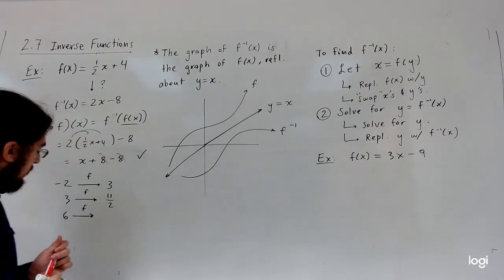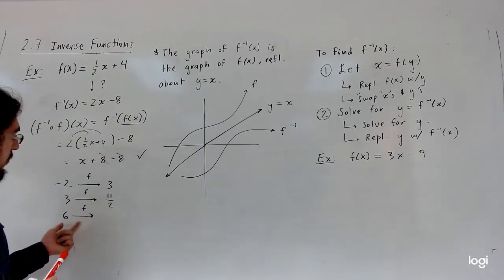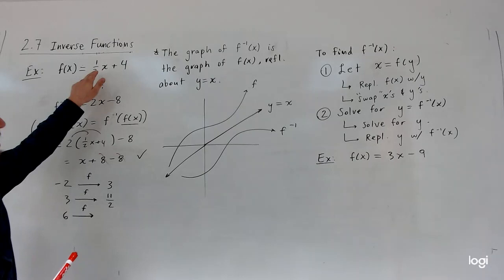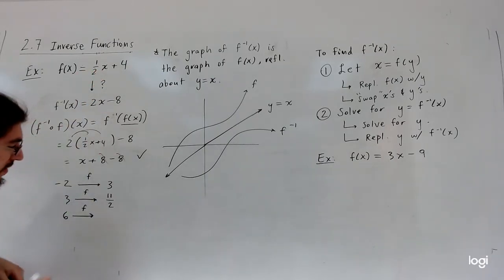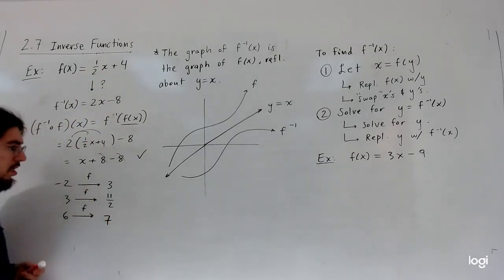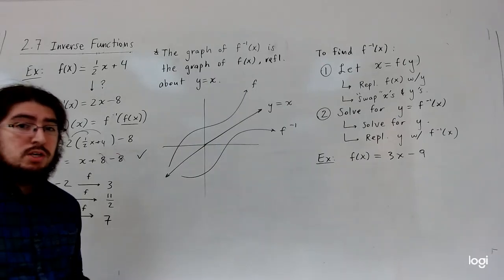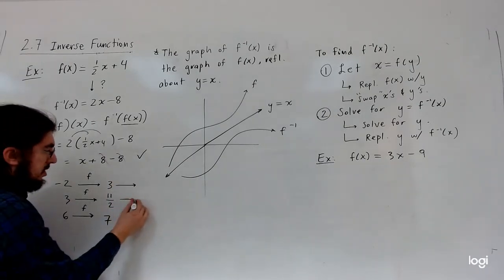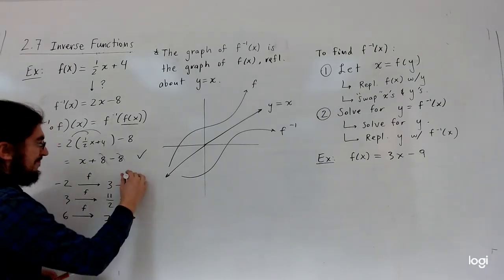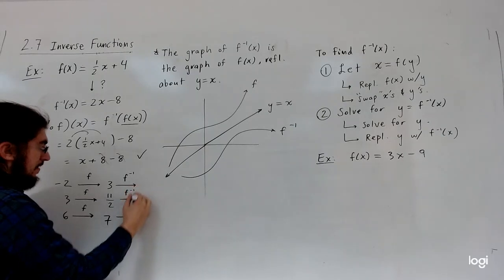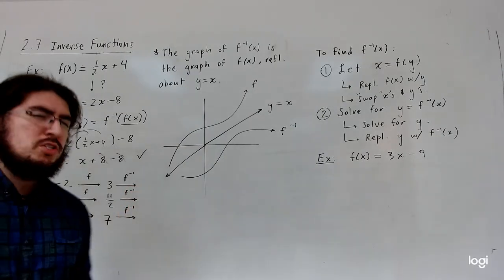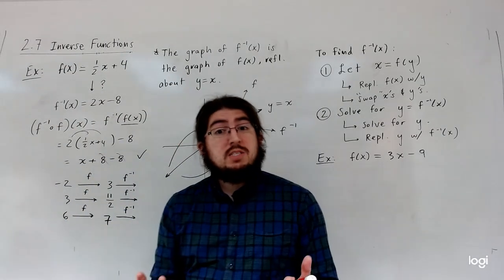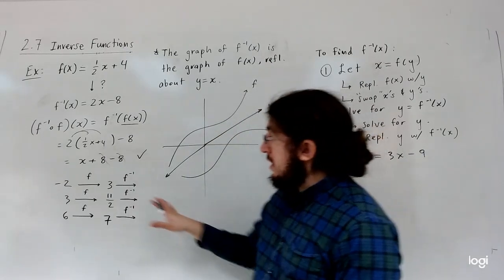Okay, now what? Well, now if we plug in 6, 6 times 1/2 is 3. 3 plus 4 is 7. And there we go. So what did f do? It turned these numbers into these numbers. So what is f inverse going to do, you think? Very good question. What does f inverse do? It undoes whatever f did. So let's see if we can see that here.